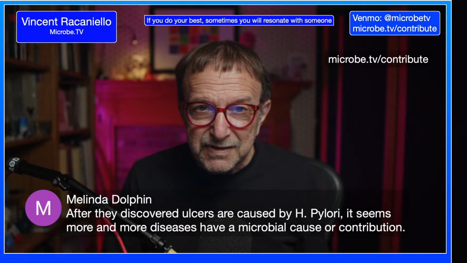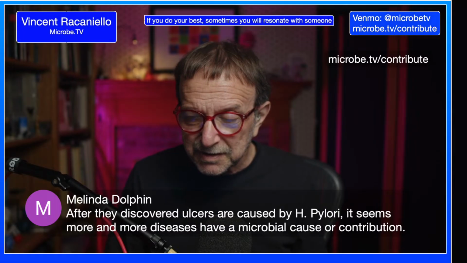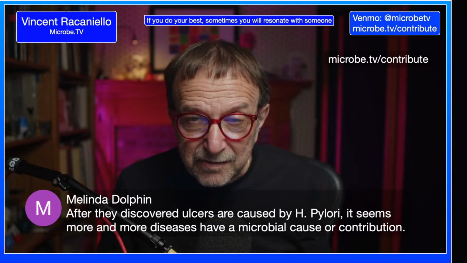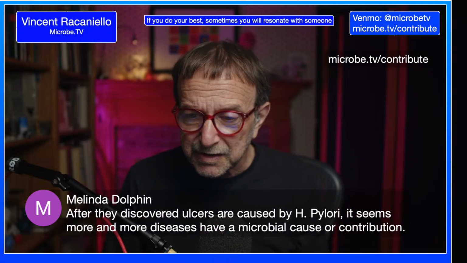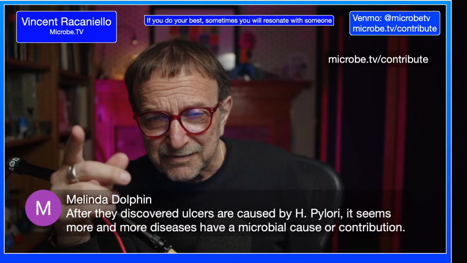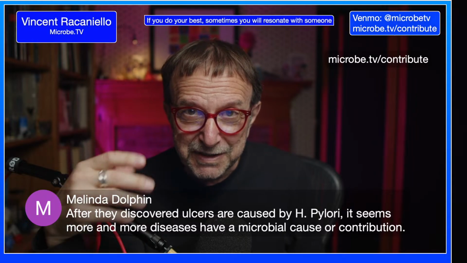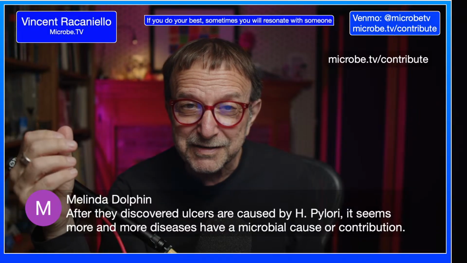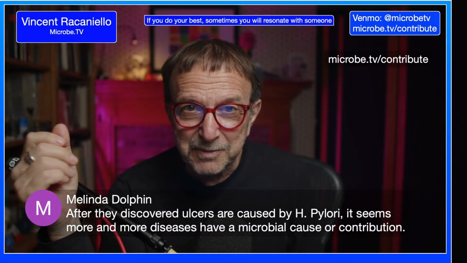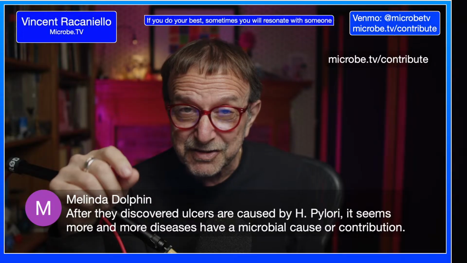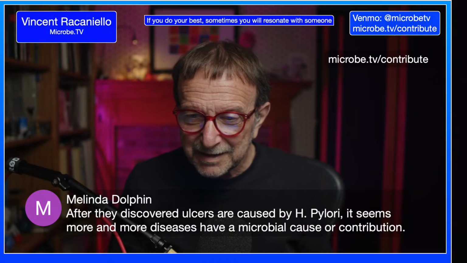Linda writes, after they discovered ulcers are caused by H. pylori, it seems more and more diseases have a microbial cause or contribution. Many diseases have a microbial cause. H. pylori was actually down the line when many other bacterial diseases had already been sorted out. But you know how that was figured out, right? The fellow in Australia who was onto this, he actually drank some H. pylori and got an ulcer. He got a Nobel Prize because he was the one who proved that H. pylori causes ulcers. And you can take care of them with antibiotics, right? But they also cause stomach cancer if they're allowed to fester for many years. So you've got to be careful there.